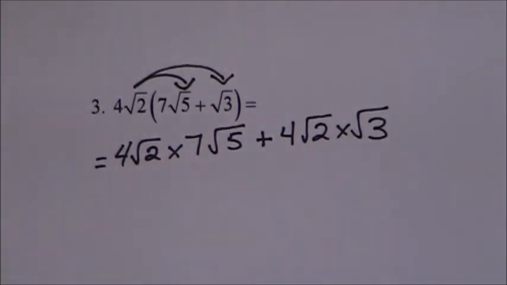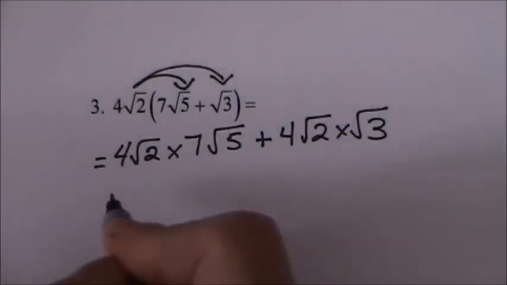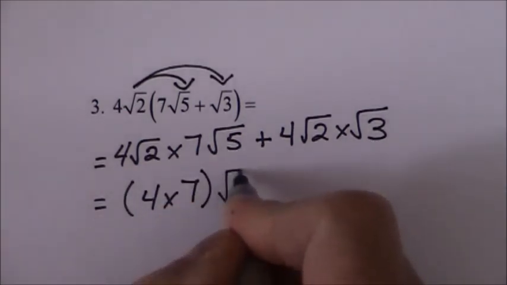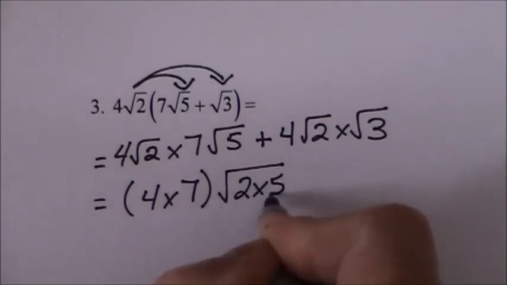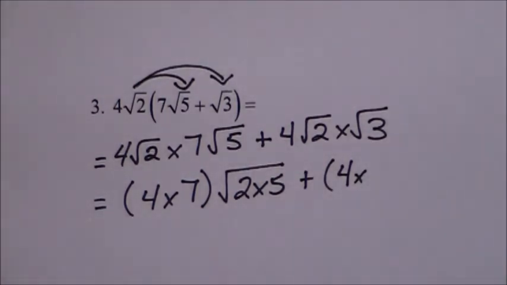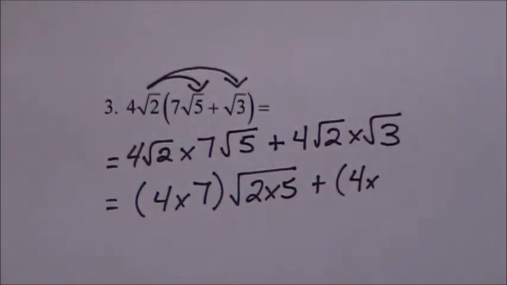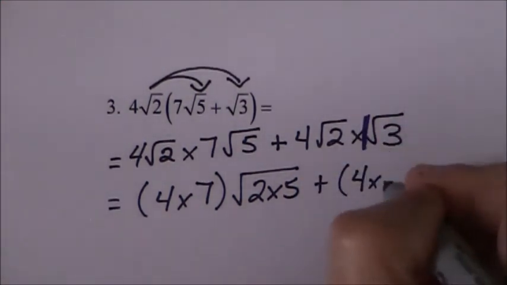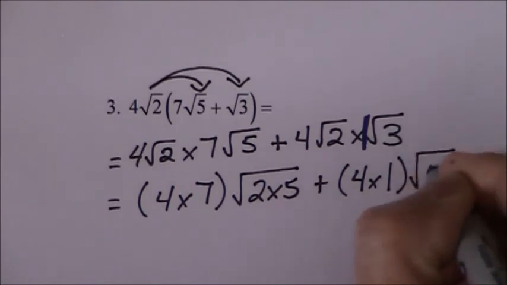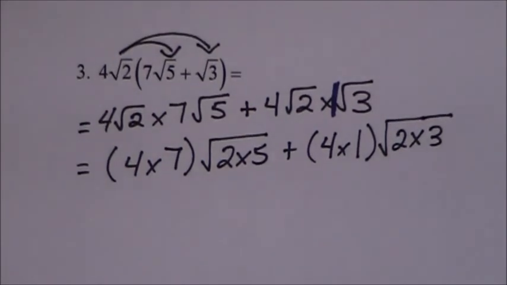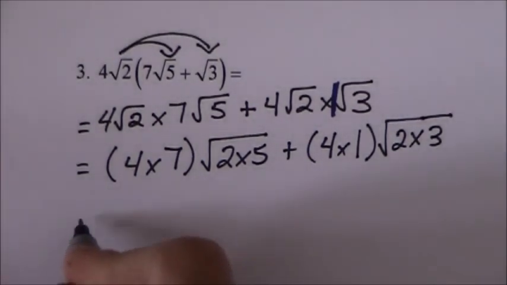At this stage now, we can multiply our coefficients together. We can multiply our radicands together. As we do that, we have 4 times 7. And under the square root sign, we have 2 times 5 plus 4 times, remember, no visible coefficient is the same as a coefficient of 1. So we have 4 times 1 and 2 times 3. Multiplying, so we have single numbers in each of those 4 locations.